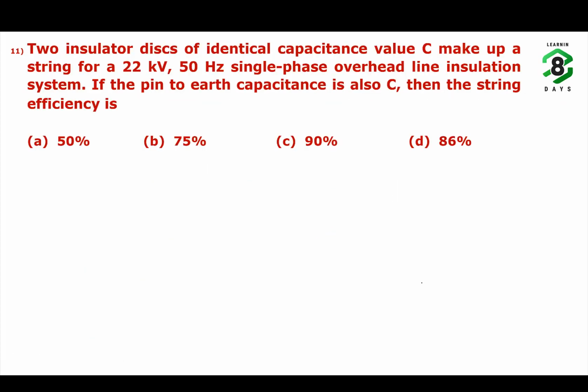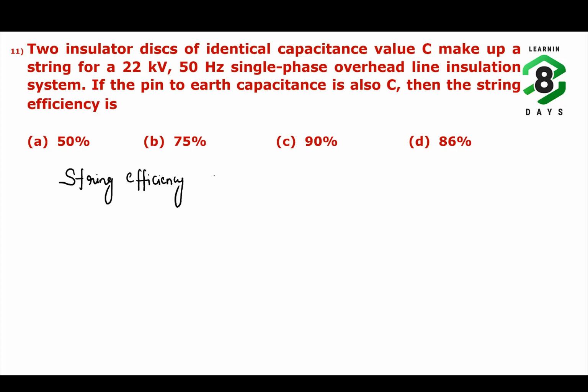Insulator discs of identical capacitances make up a string of 22 kV 50 Hz single phase overhead line insulation system. If the pin to earth capacitance is also C, then the string efficiency is. So first string efficiency formula we'll discuss.